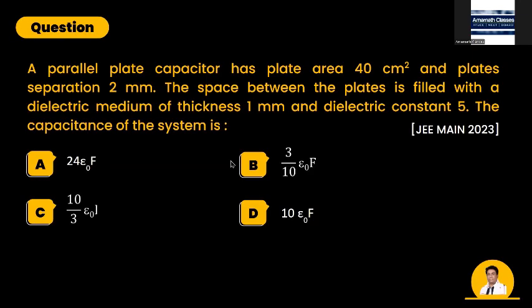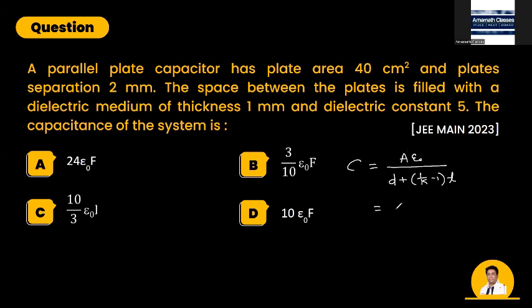Now let us try this question, a JEE Main 2023 question. A parallel plate capacitor has plate area 40 centimeter square and plate separation 2 millimeter. The space between the plates is filled with a dielectric medium of thickness 1 millimeter and dielectric constant 5. The capacitance of the system is, well, a direct question from capacitor partially filled with dielectric. The formula, which we have already discussed, is A epsilon naught divided by D plus (1 by K minus 1) into T.